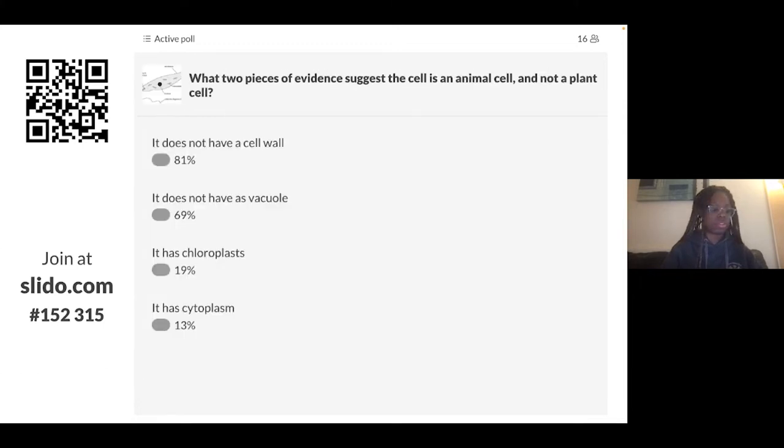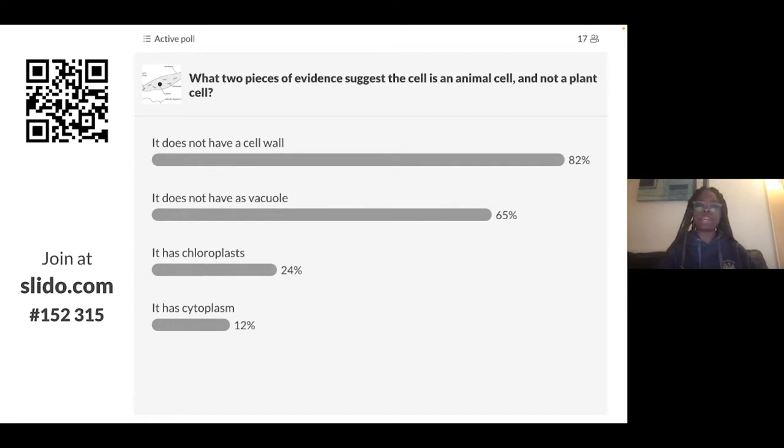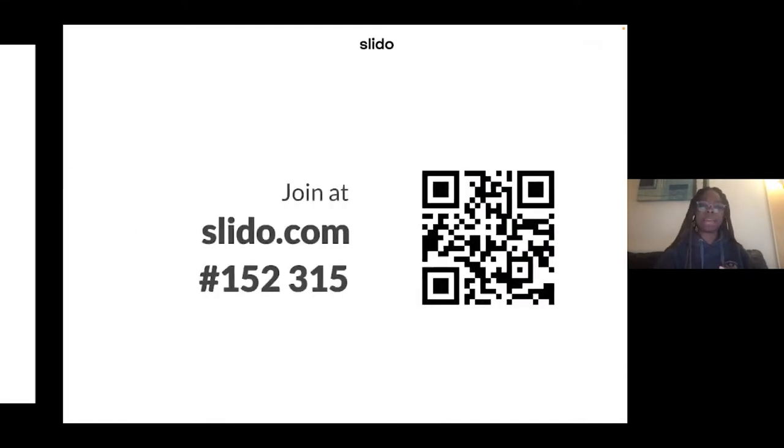show the results. So we have most people going for it does not have a cell wall, or it does not have a vacuole, which is actually correct. A plant cell usually has a cell wall, like I drew in the diagram before, and it has a vacuole which keeps it turgid. The fact that it has chloroplast could suggest that it could be a plant cell. And the fact that it has a cytoplasm, both plant cells and animal cells have a cytoplasm. So thank you for joining for that bit.